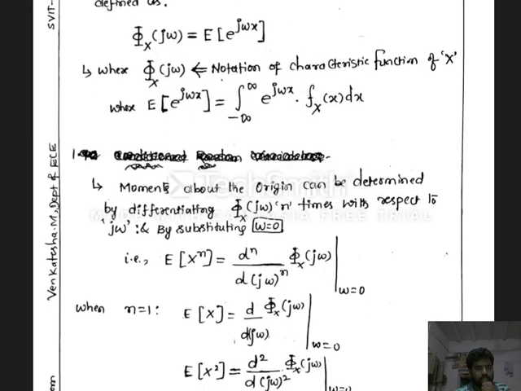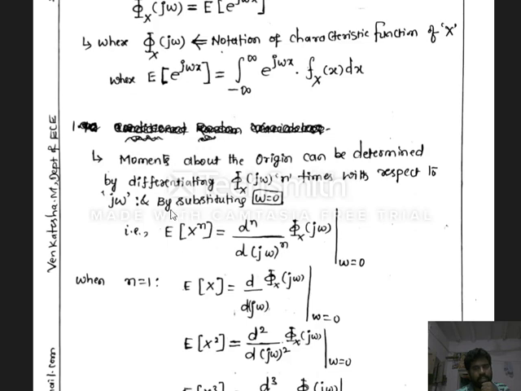Using the characteristic function, we can determine the nth order momentum of the random variable. From the previous topic, I have explained how to find E of x and how to find E of x square. And the same formula can be extended up to the nth order momentum of the random variable. If we know the characteristic function of the random variable, that is phi x of j omega, it is very easy to find the higher order moments of the random variable x. The formula for finding the expectation of the nth order random variable is the nth order derivative of the characteristic function phi x of j omega with respect to j omega with the value of omega equal to 0. That means we are finding the momentum with reference to omega equal to 0.